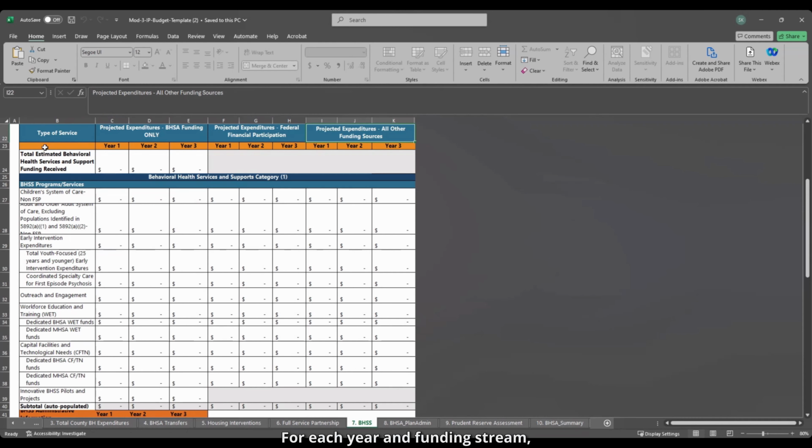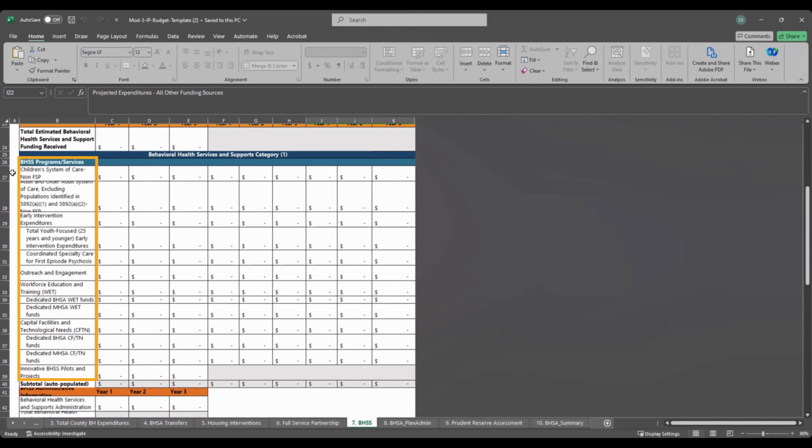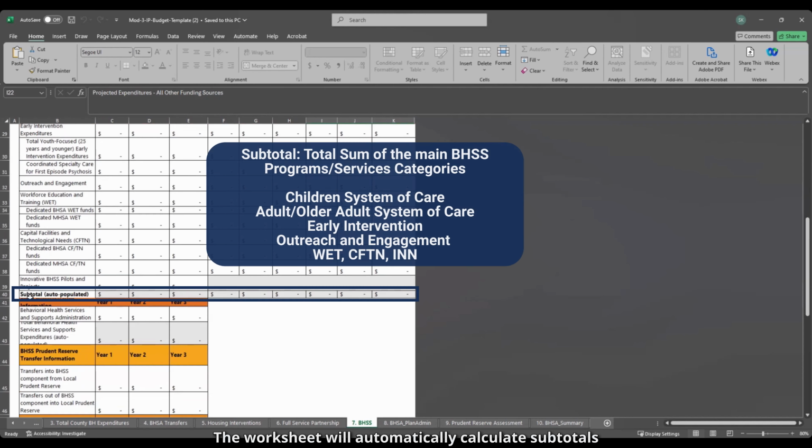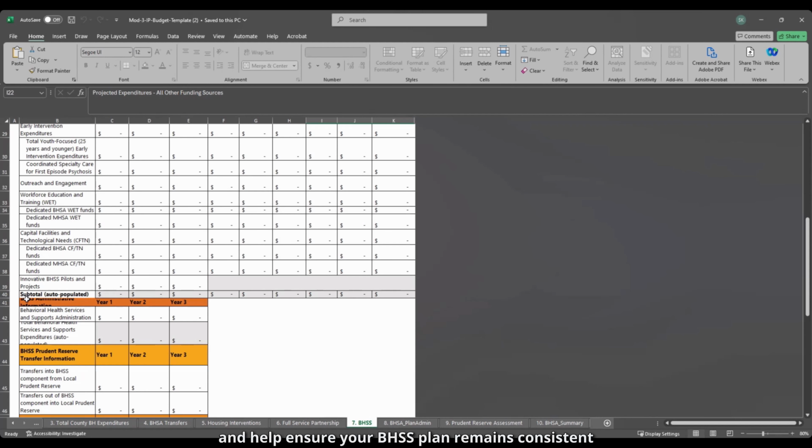For each year and funding stream, you'll enter projected expenditures under the following program service categories listed here. The worksheet will automatically calculate subtotals for each fiscal year and funding stream. These totals will then roll into the BHSA summary sheet and help ensure your BHSS plan remains consistent with the transfer decisions you made earlier in Tab 4.